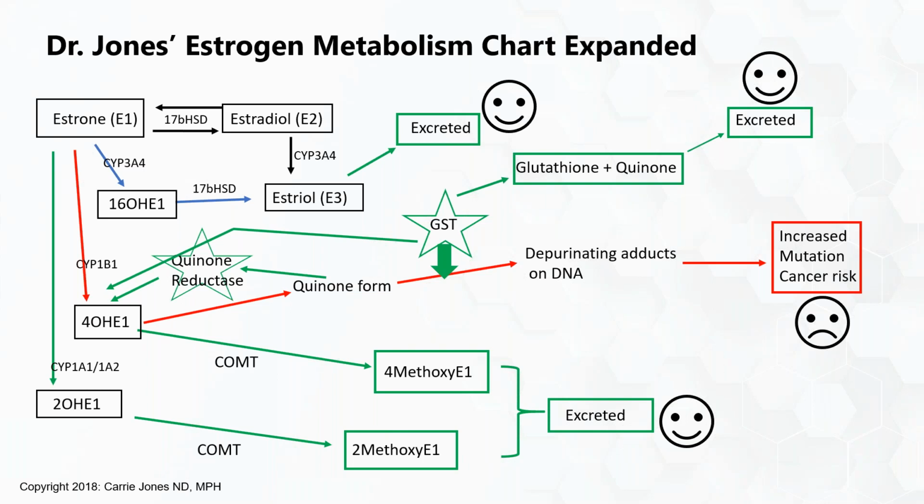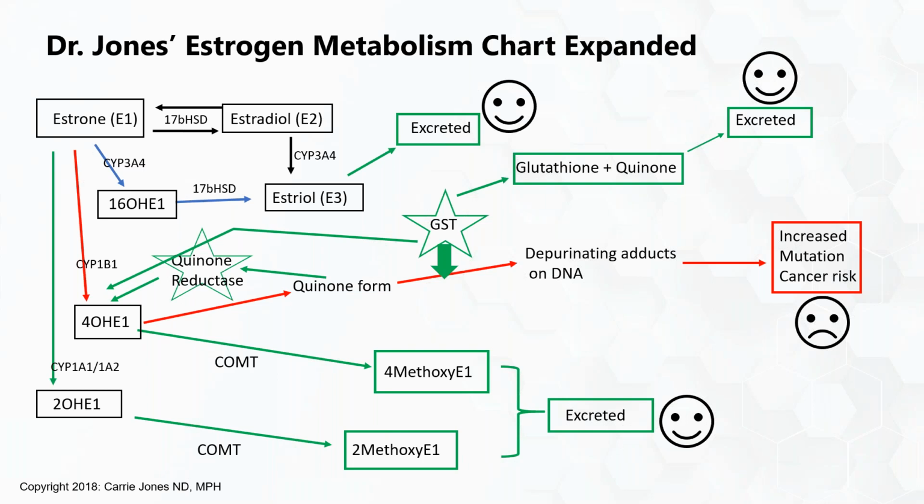But if you go up one level from that and you look at the red pathway, you can see that 4-hydroxy goes along something called the quinone pathway, where it becomes a semiquinone and then a quinone, which leads to something called a depurinating adduct, and that increases the mutation or cancer risk, frowny face. So we want to avoid that.